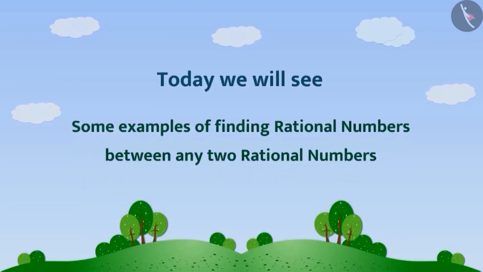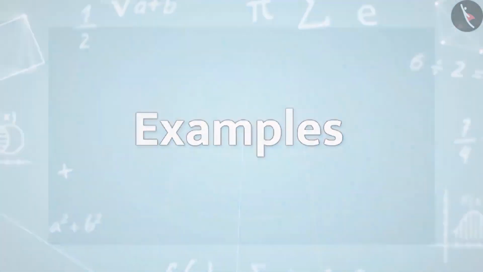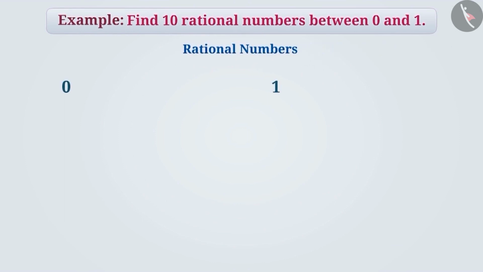Today we will see some examples of finding rational numbers between any two rational numbers. Find 10 rational numbers between 0 and 1. This is very easy. Both 0 and 1 are rational numbers because we can express them as 0 by 1 and 1 by 1 respectively.